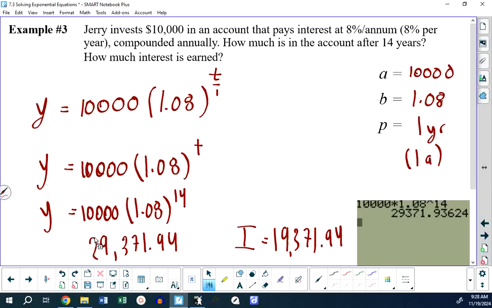Any questions with Jerry's investment? The only way you're going to get true interest earned is if you invest outside. You can't get interest on a checking account. You know, it's pennies. You have to invest in dividends and stocks and all that other stuff.